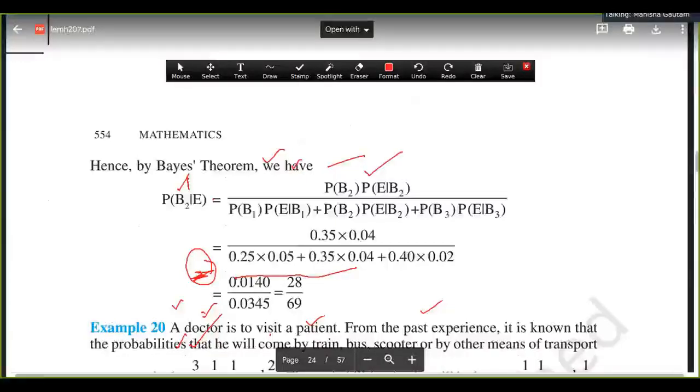Now, the probability of the B2 box divided by the total probability. Now put the values.